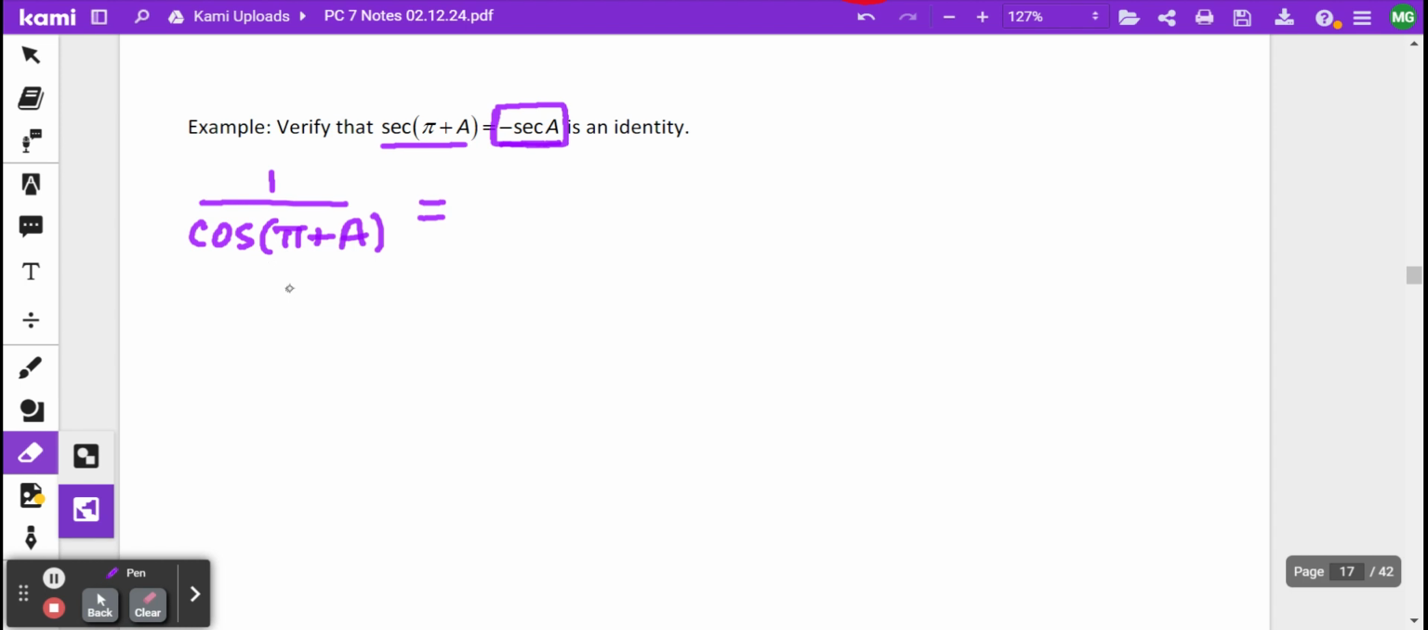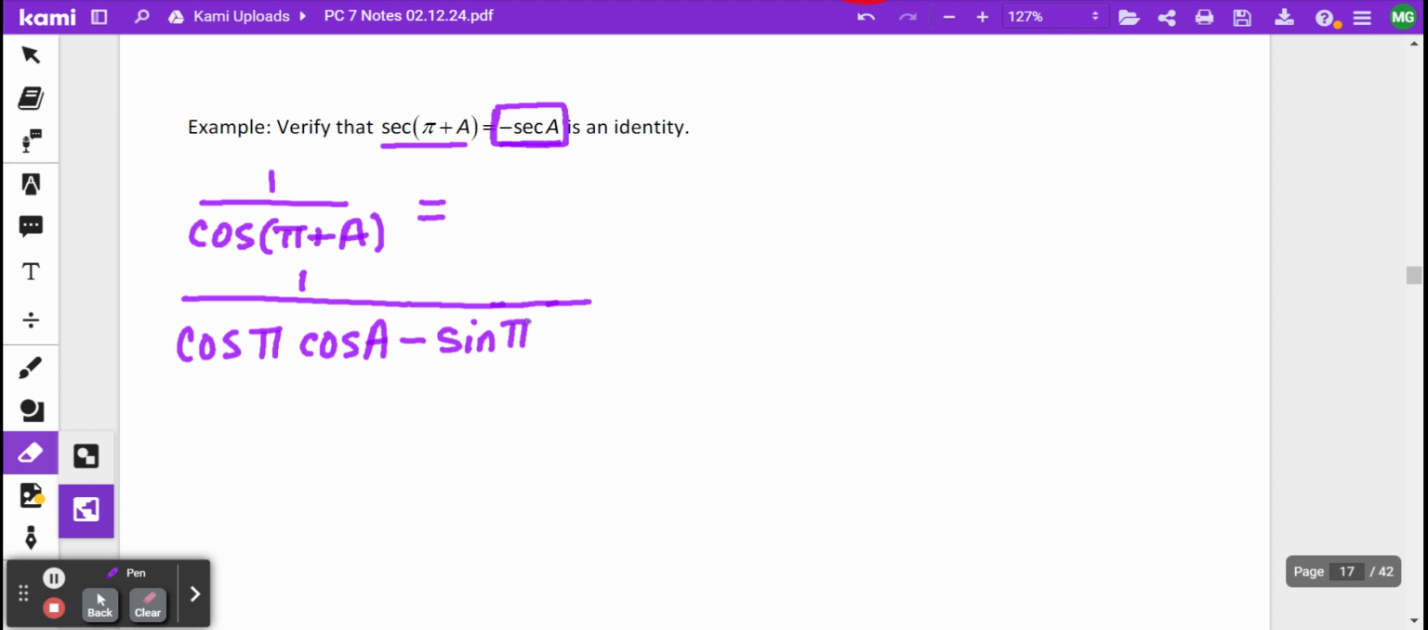And what we would get would be 1 over, making a big fraction here, the cosine of pi times the cosine of a minus, because remember the first formula we got, those signs were opposite, the sine of pi times the sine of a. Okay, we've expanded this using that sum formula for cosine.